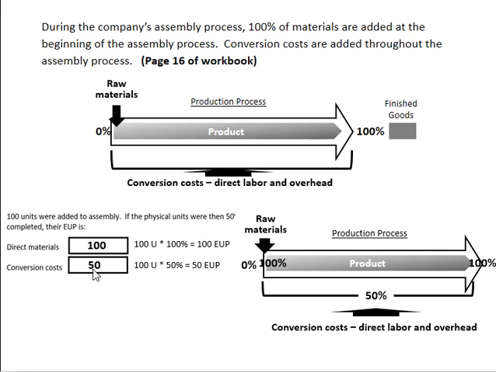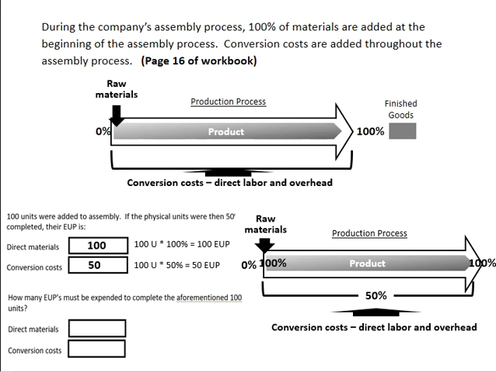Now the next question is, how many units must be expended to complete these aforementioned 100 units? So let's assume these 100 units are going to be completed. So how many EUP have to be expended? The first thing we're going to do is look at direct materials. And again, when we take a look at direct materials, what we're going to see is that 100% of the materials have been added. So there's no more materials that are added anywhere in the production process, 0% more materials. So we can say 100 units times 0% of additional materials equals 0 EUP.